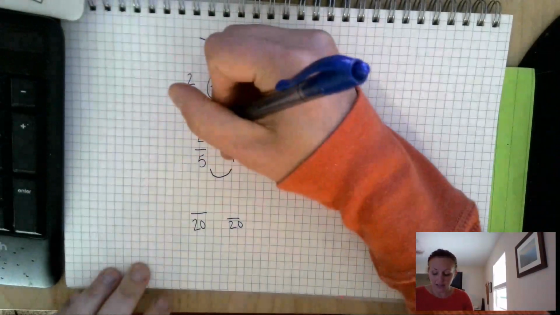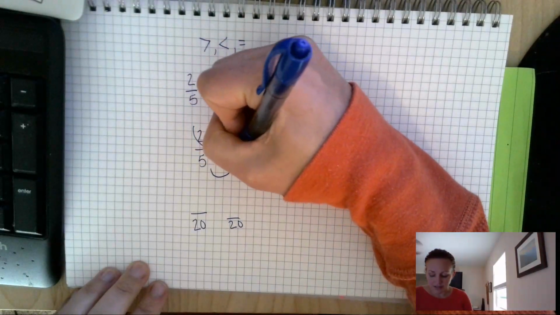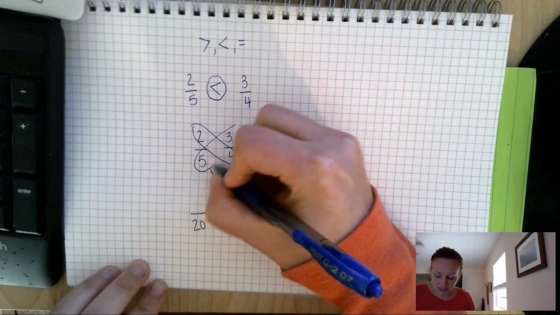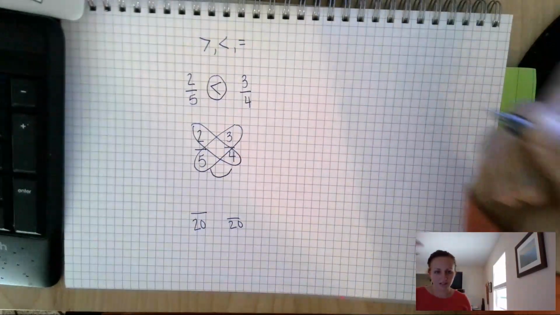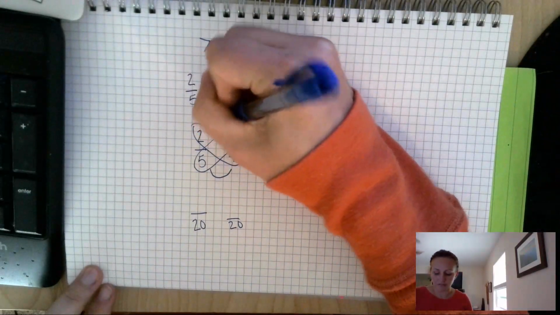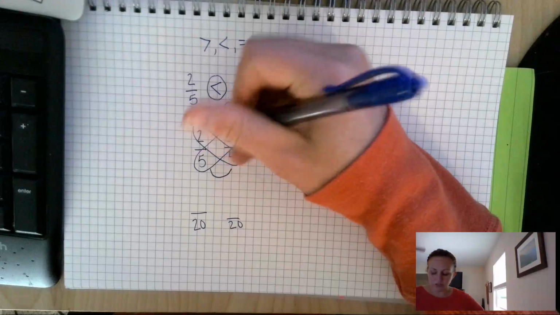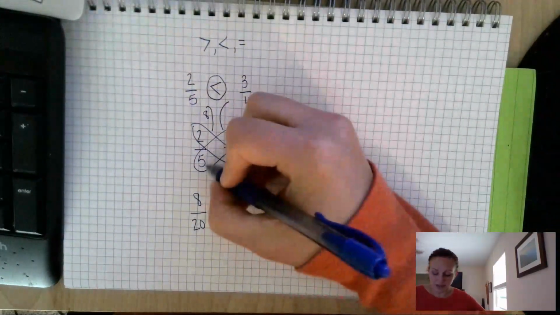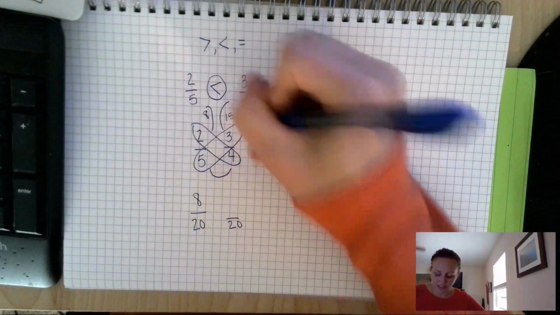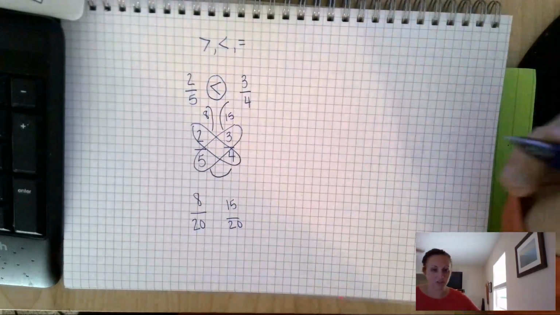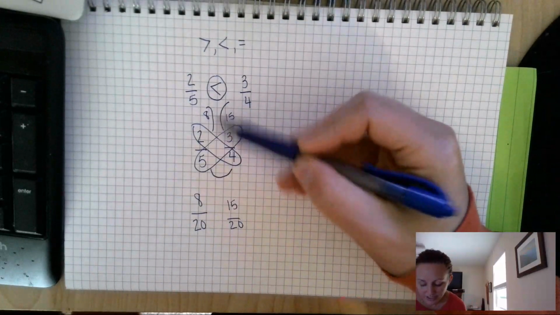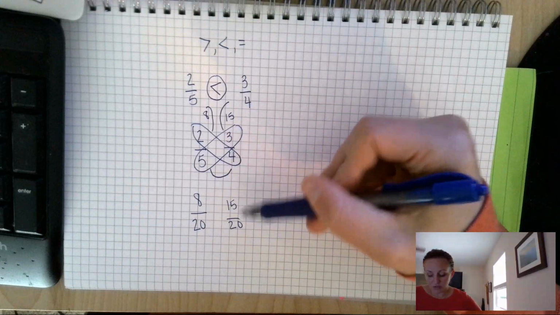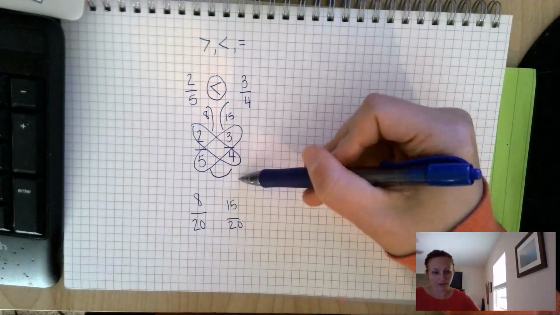Then I can do this. It's called cross multiplication. It's a super cool trick. You notice this looks a little bit like a butterfly, right? 4 times 2 equals 8, so 8 goes here. 5 times 3 equals 15, so 15 goes here. 8/20 is equivalent to 2/5, and 15/20 is equivalent to 3/4.